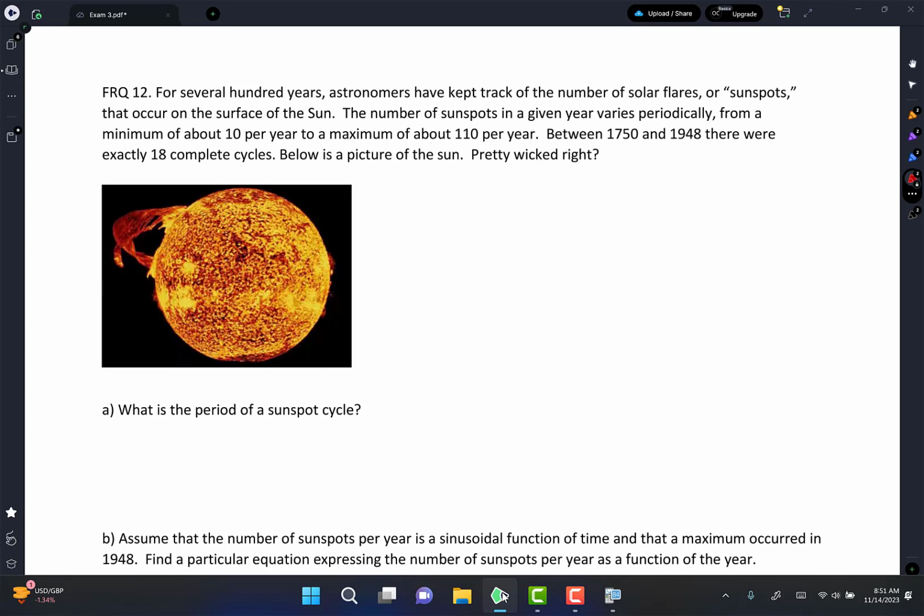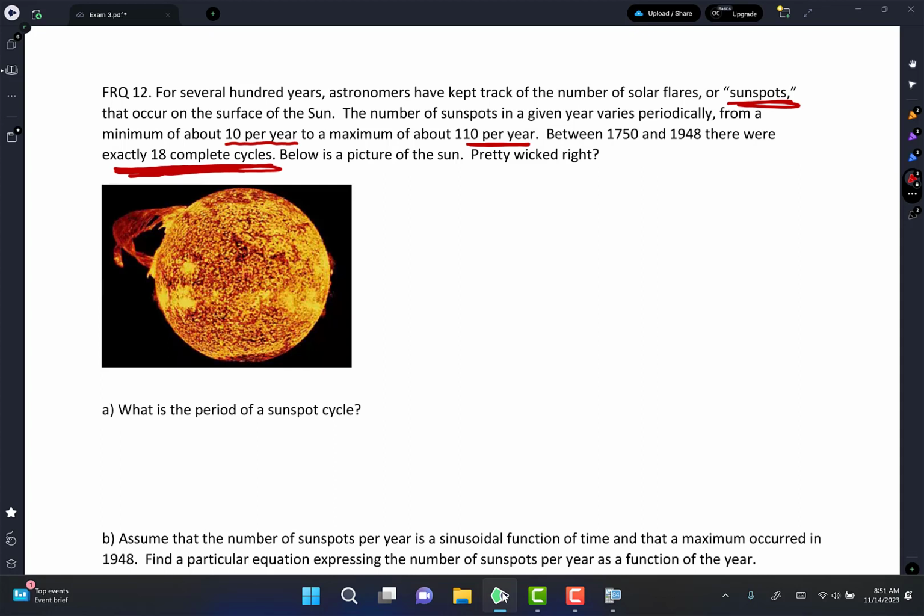For several hundred years, astronomers have kept track of the number of solar flares or sunspots. Whenever you get a chance, Google sunspots so you can read about this, that occur on the surface of the sun. You see all those little sunspots? And then I guess solar flares are these, the things that come out. The number of sunspots in a given year varies periodically from a minimum of about 10 per year to a maximum of about 110 per year. Between 1750 and 1948, there were exactly 18 complete cycles. Below is a picture of the sun. Pretty wicked, right? I think it's pretty cool.